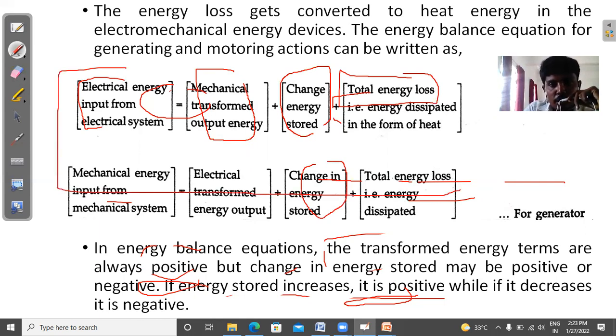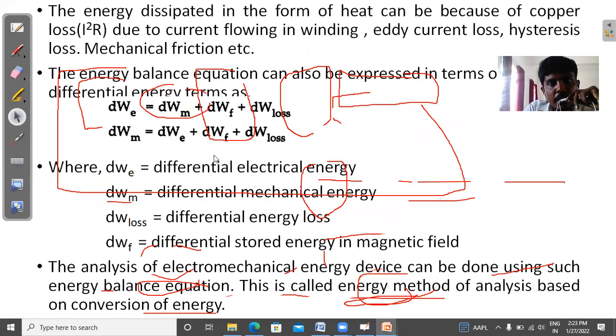Whenever we convert electrical energy to mechanical energy or mechanical to electrical energy, the change in stored energy may be positive or negative. If the energy stored in the magnetic field or electric field increases, it is positive. If the energy stored in the electric field or magnetic field decreases, it may be negative.